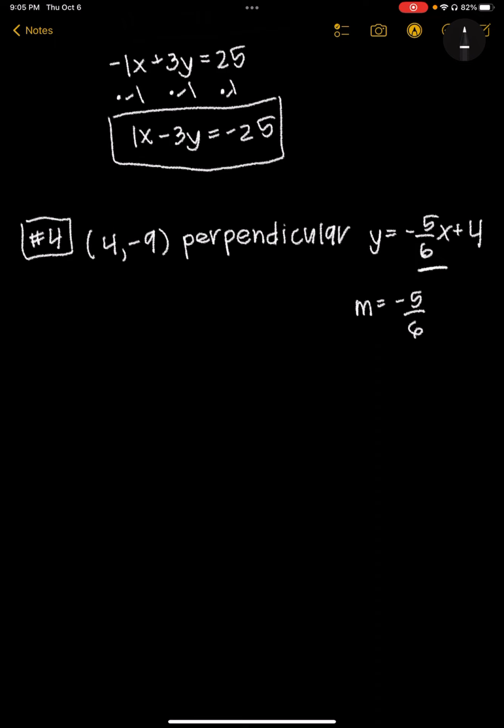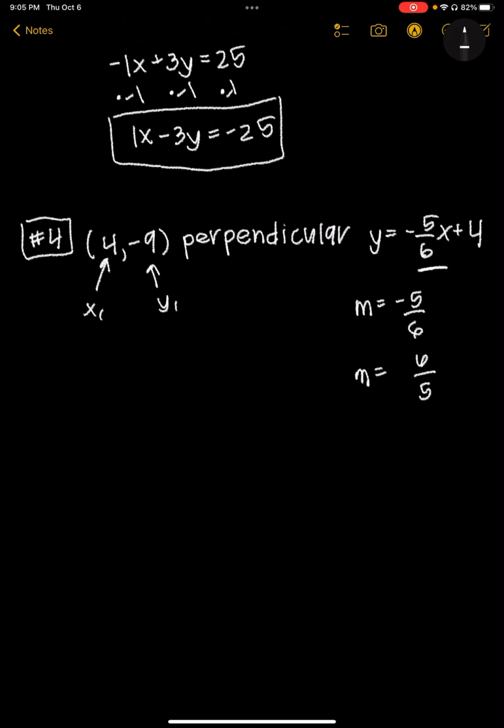But because it's perpendicular, we want to do that negative reciprocal thing. So we're going to take that fraction, flip it around, and switch the sign. So I'm going to get m equals, flip it around. Because I'm going to switch the sign, I'm not going to put a negative there. It's going to turn positive. So this is my new slope, this 6/5. And then once again, this is your x1, and this is your y1.